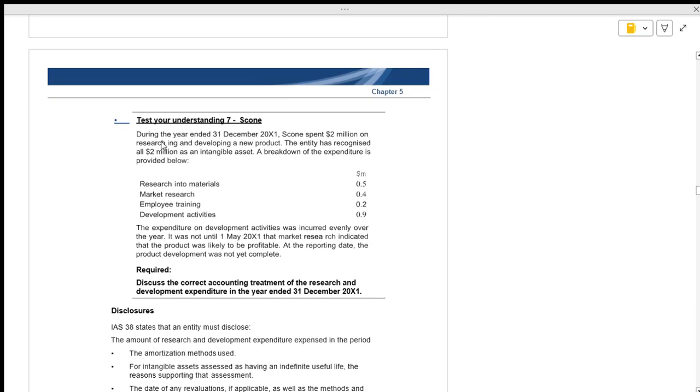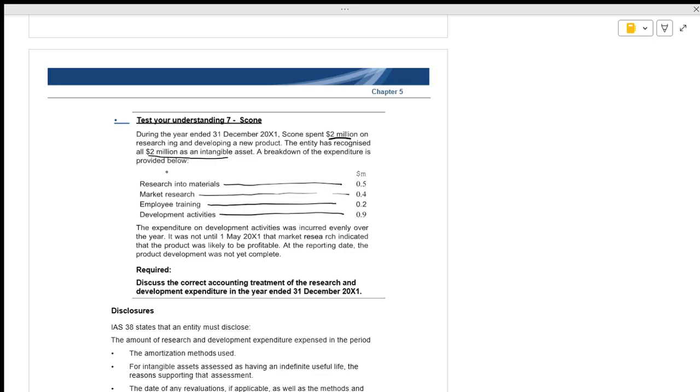What it says, in a very simple way. Okay, during the year ended 31st December 2001, the entity spent 2 million on research and development in the project. The entity has recognized all 2 million as an intangible asset. They have spent 2 million and they have recognized 2 million as an intangible. When they have given the breakdown, see how the breakdown is working. Research into materials 0.5, market research 0.4, employee training 0.2, development activities.